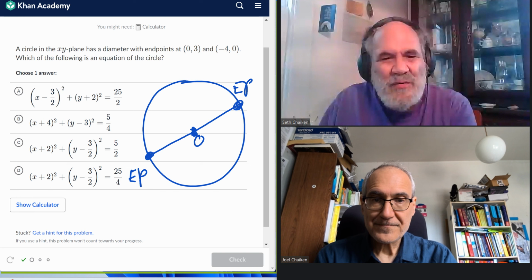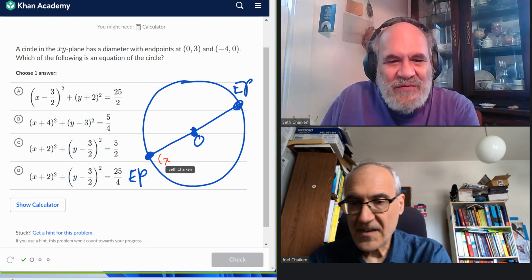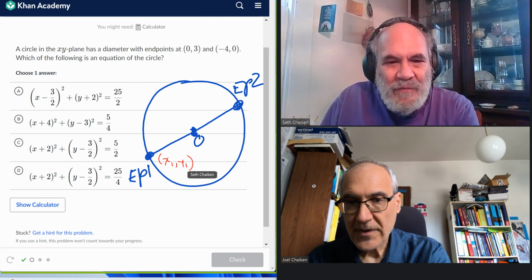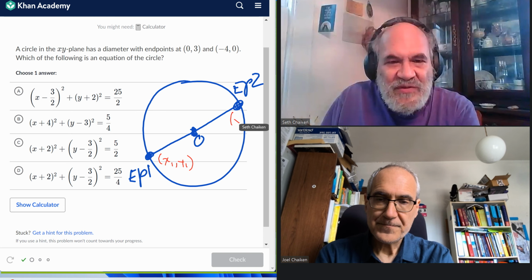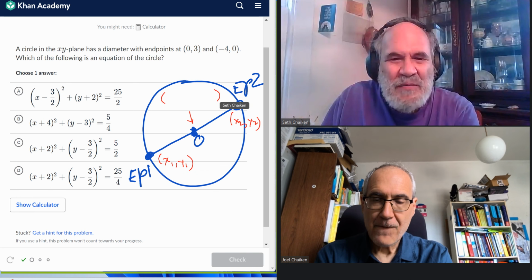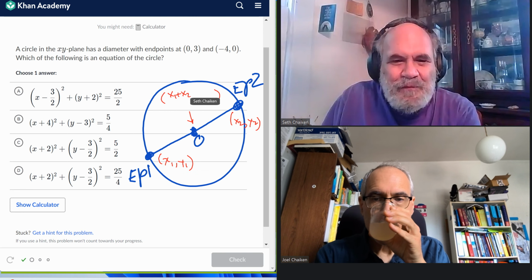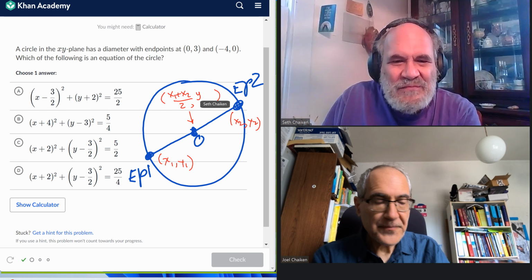Well, remember what we wrote here. Let's say this is x1, y1. This is x2, y2. The coordinates of the center. Joel already wrote this, but I'm going to rewrite it, because it was critical to solving the problem. Take the average of each component.